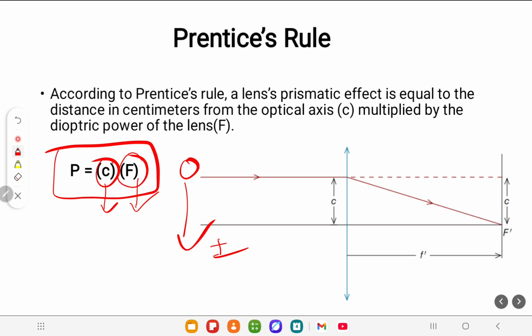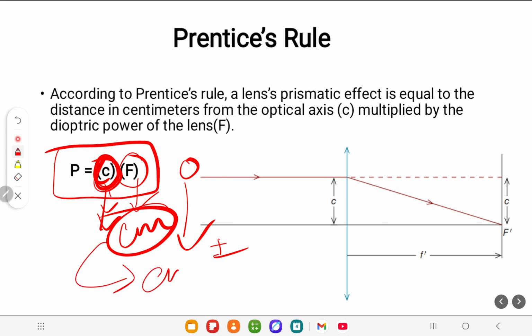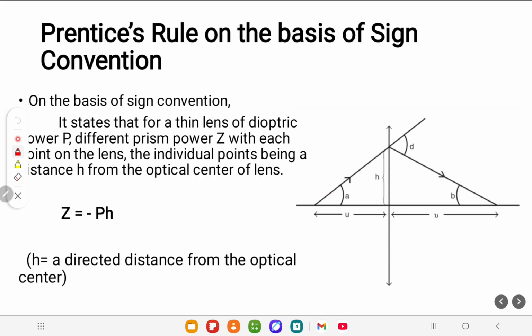So two things matter, and one important point you have to understand: the distance from the optical center to that point, whatever point in the lens, should be taken in centimeters. It's centrally important. A lot of students make that mistake. They calculate with millimeters. It's not that, or in meters either. You have to calculate with the unit of centimeters. That distance should be in centimeters, not in meters or millimeters. It's a very important point to understand.